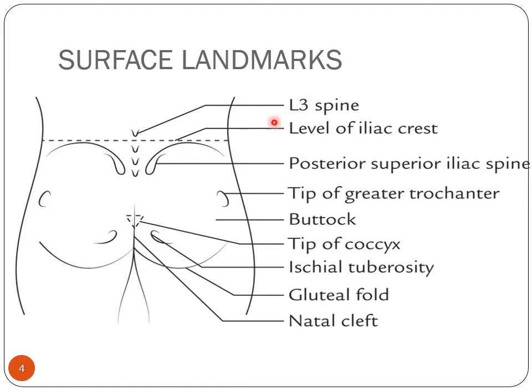Between L3 and L4, this is helpful for lumbar puncture. This is the level of the iliac crest. Here there is the posterior superior iliac spine. This is the tip of the greater trochanter. This is the extent of the gluteal fold. Then the name given is the natal cleft, which lies between these two folds. This is the natal cleft, and this is the tip of the coccyx and the ischial tuberosity. These are the surface landmarks.